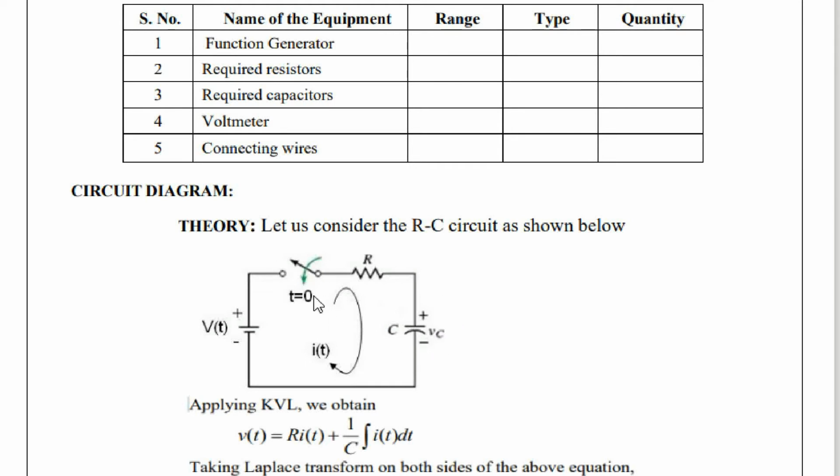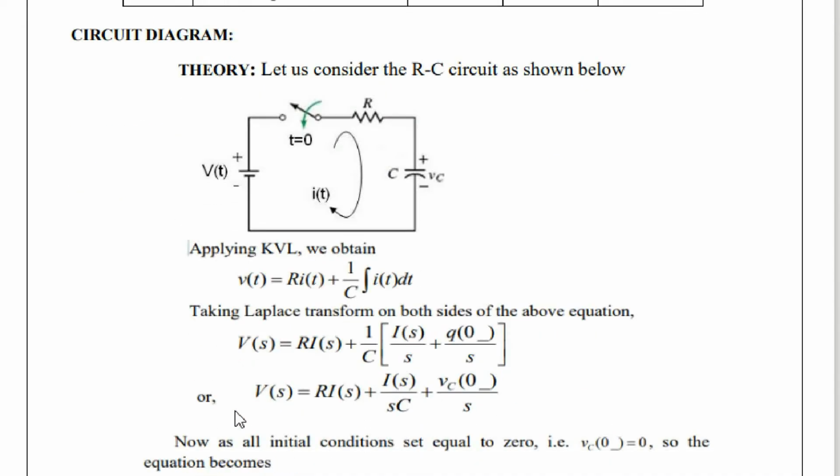This is a switch. t = 0 minus is just before switching, and t = 0 plus is just after closing the switch. By applying KVL, we obtain that the source voltage is equal to the sum of the voltage drops. So V(t) is the source voltage. V(t) equals R into I(t) plus the voltage across the capacitor, which is 1 by C into the integral of I(t) dt.